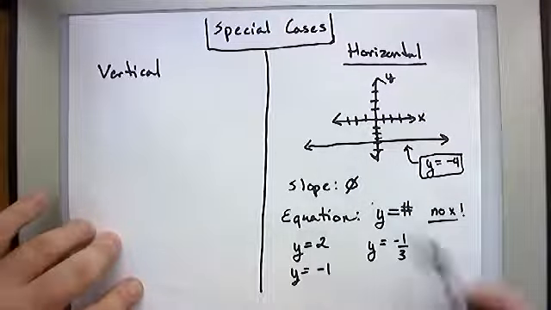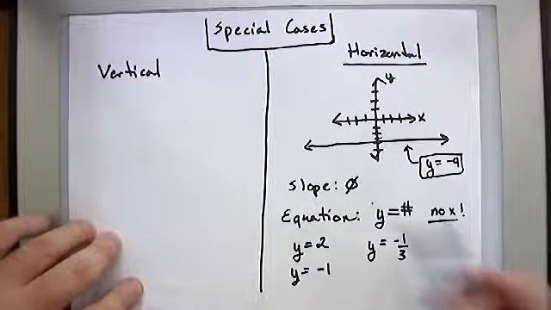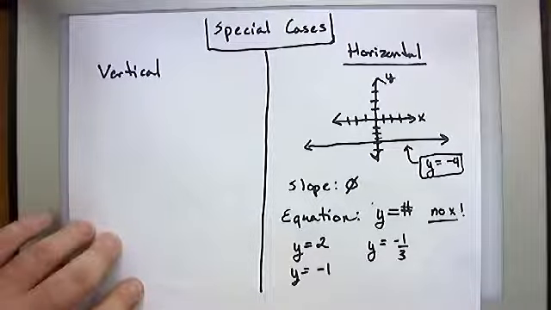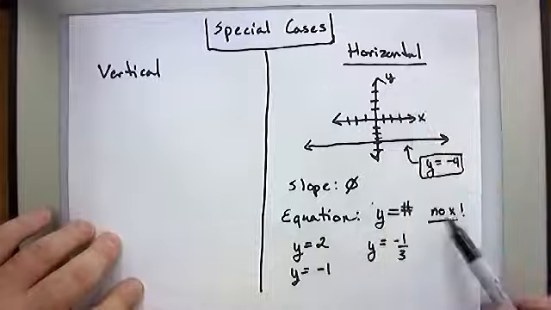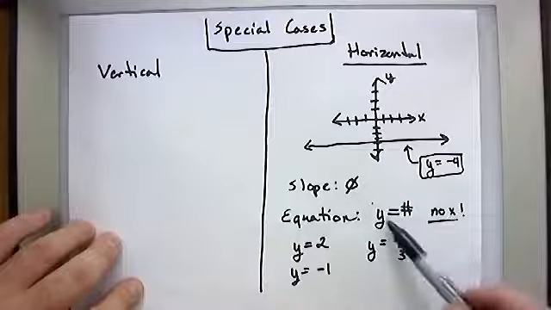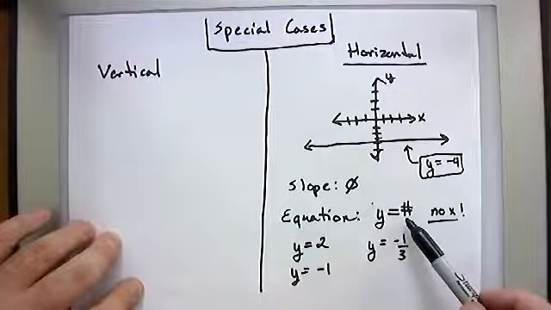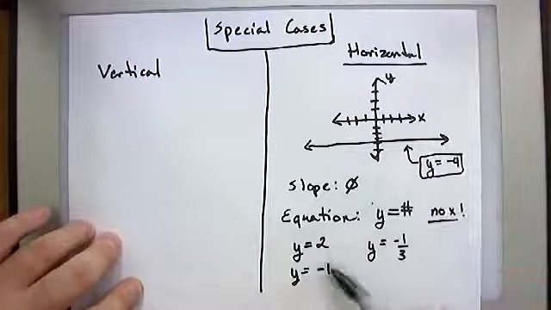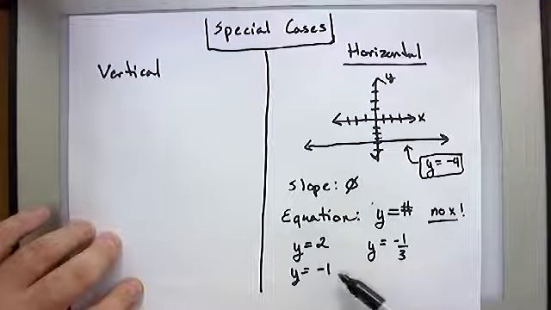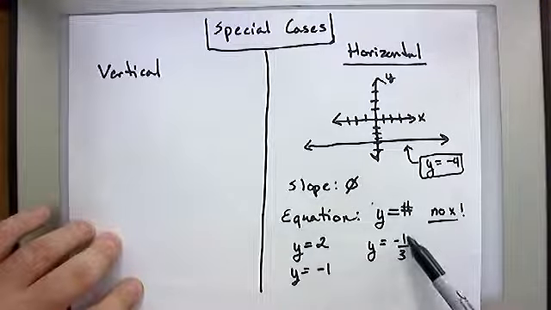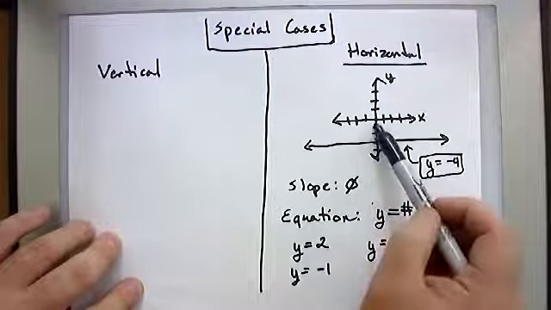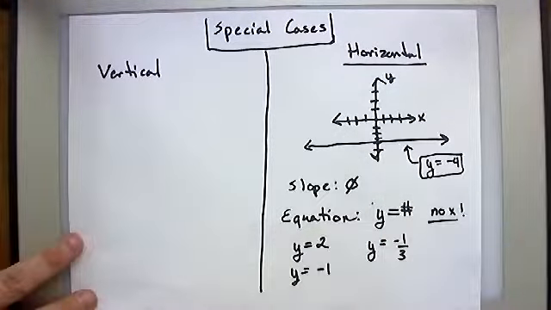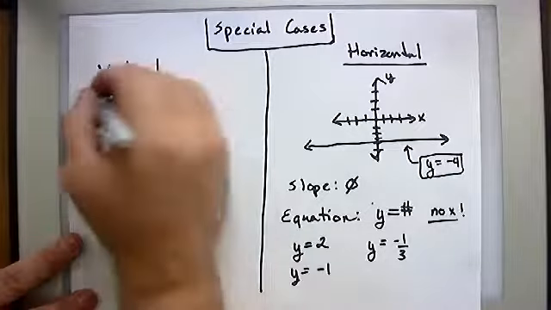Horizontal lines don't have x's. This is a memorization thing. You really do need to know this going into the test. Horizontal lines do not have x. So if you get a line that has no x in it at all, then you have a horizontal line. You draw a horizontal line wherever this number is. This would be a horizontal line at 2. This would be a horizontal line at -1. And this would be a horizontal line at -1/3, somewhere between 0 and -1. We'll do a couple of these in a minute. I just want to get the general explanation out first.